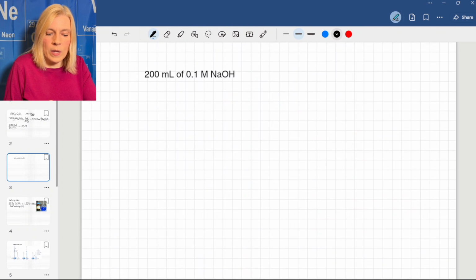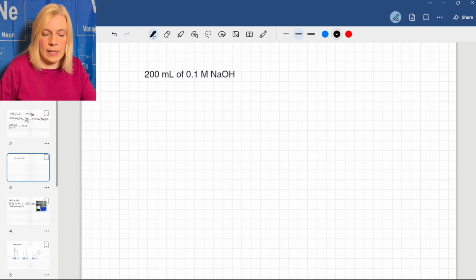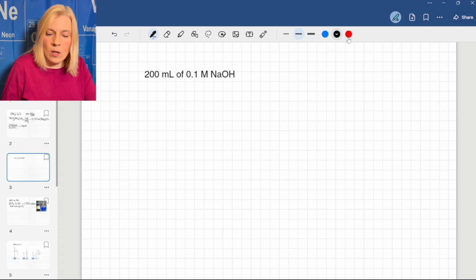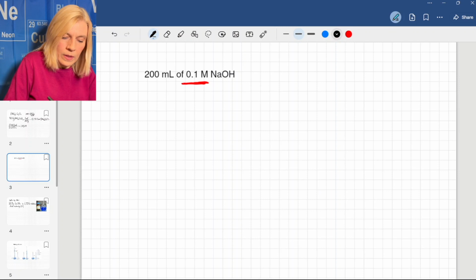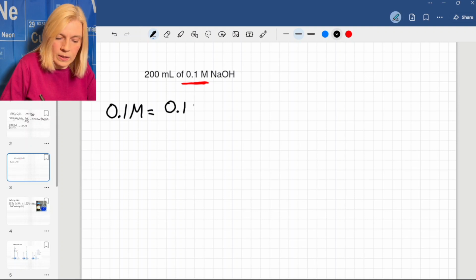Let's say we want to make 200 milliliters of 0.1 molar solution of sodium hydroxide. So I want 0.1 molar. 0.1 molar means I want 0.1 moles per 1 liter of solution.